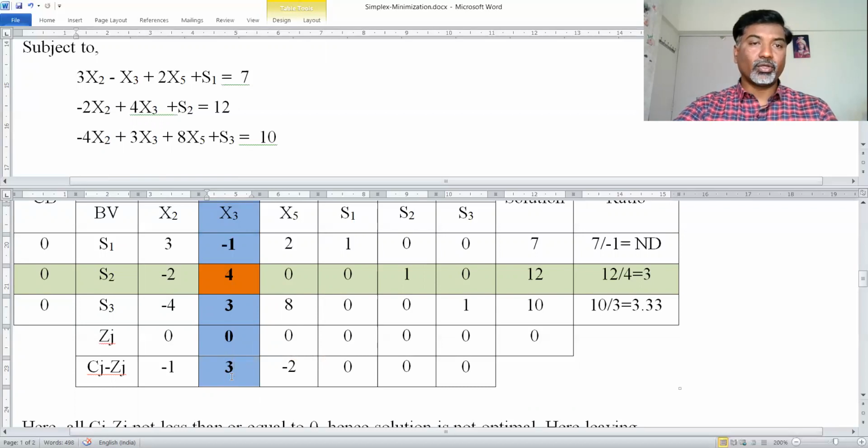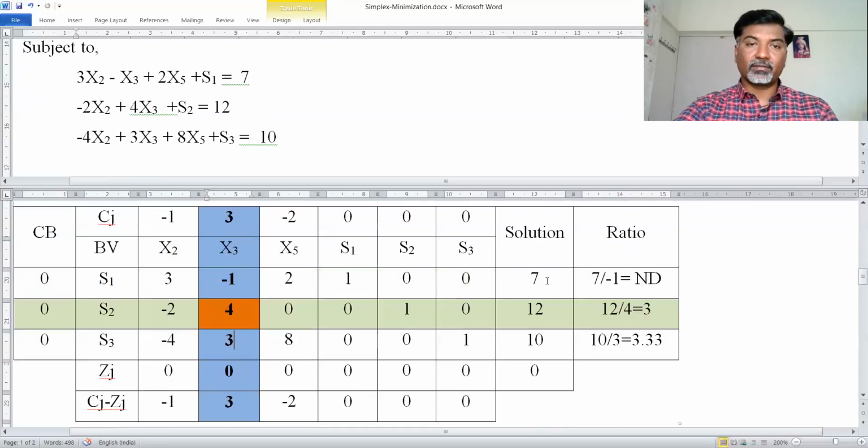Now what do you have to do? You have to divide the solution values by the key column values. That means we divide 7 by minus 1, 12 by 4, 10 by 3 in this fashion. So in the first case, what are we doing? 7 divided by minus 1. As a mathematical rule, we cannot divide by a negative number.